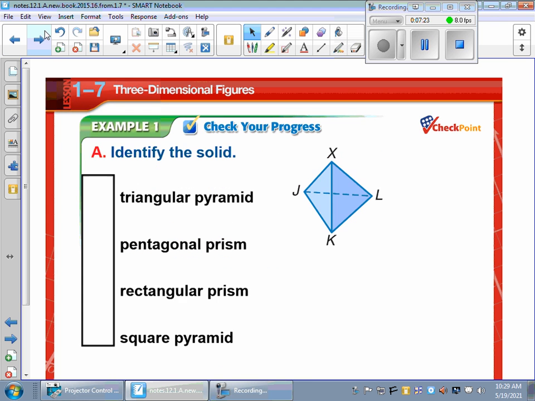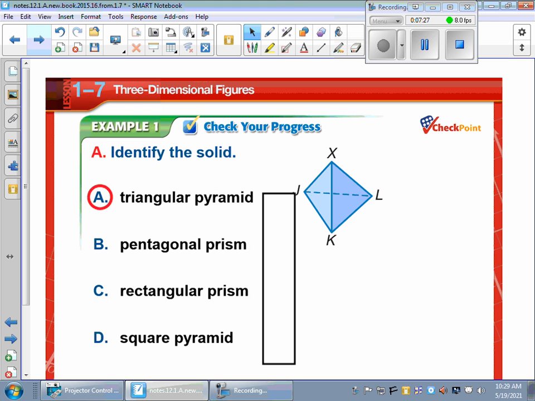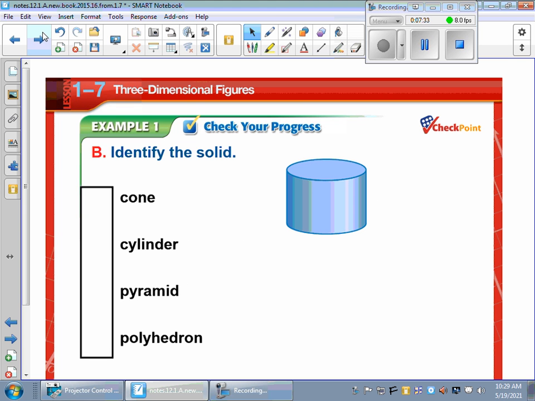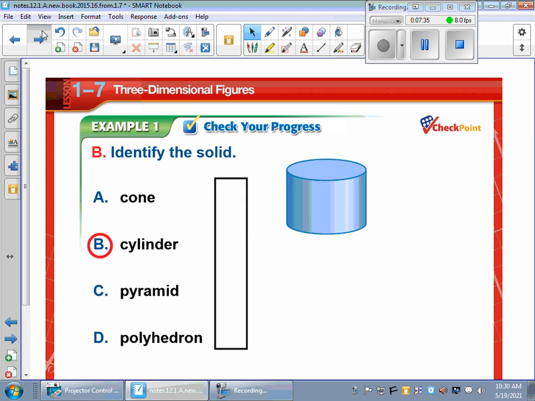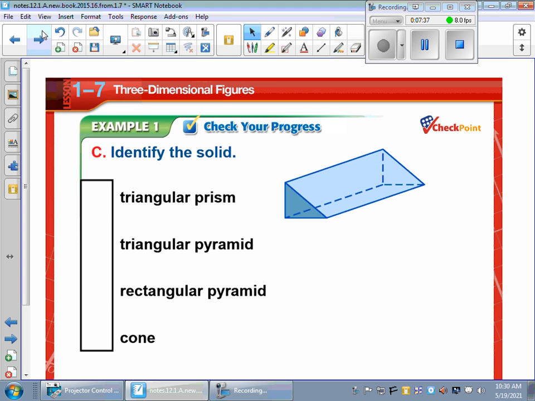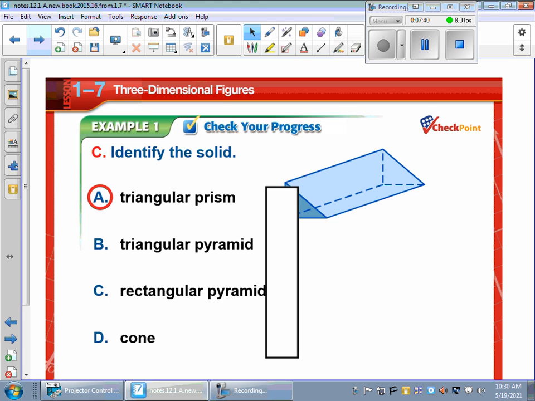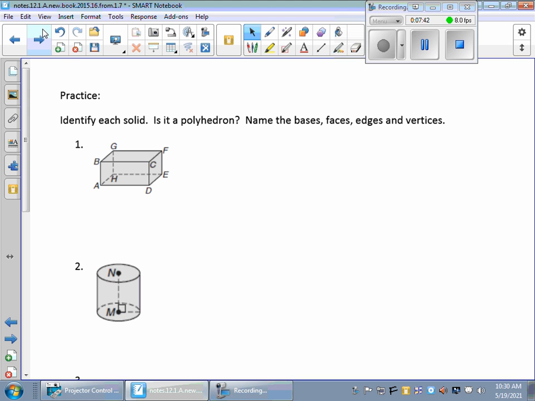Try the next group here on your own. See what you get. This one just says to identify it. There you can identify that. Identify this object here, cylinder. Identify this object here. Look at the base of it. That's a triangular prism. And then now we want to name it, identify it, name it, and then the bases, faces, edges, and vertices. So number 1, identify each solid.